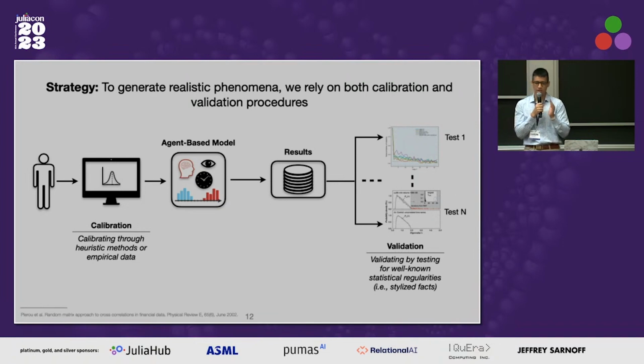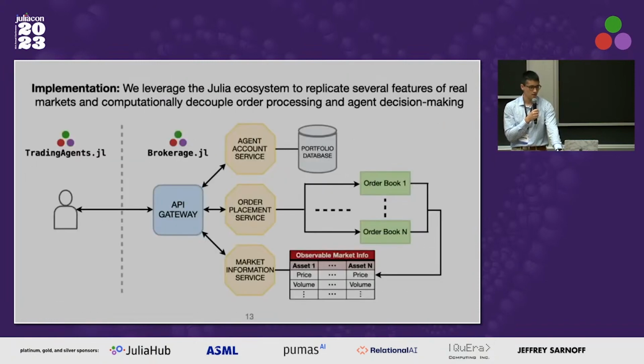So we're able to then guarantee that, or I shouldn't say guarantee, but able to have more trust in our what-if scenario where there's no ground truth. We can say, okay, there is some sort of built-in trust that we can have here through this validation procedure. How we implement this in Julia leverages several existing packages.